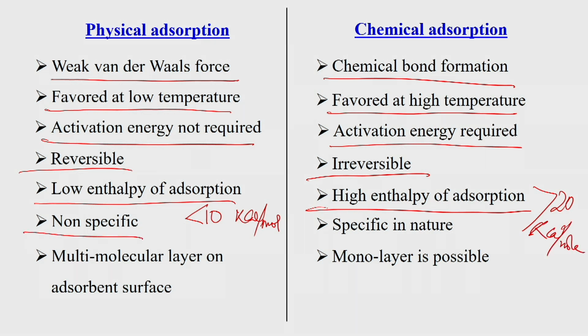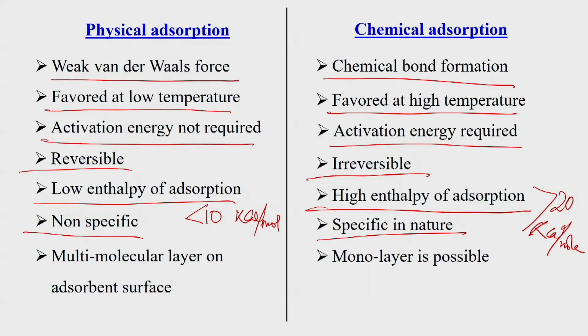So, physical adsorption is non-specific; the adsorbate is only coming in contact with the adsorbent and is stuck on the surface. But chemical adsorption is very specific in nature, meaning it should be compatible, or some chemical reaction should take place. That is why it is specific in nature.